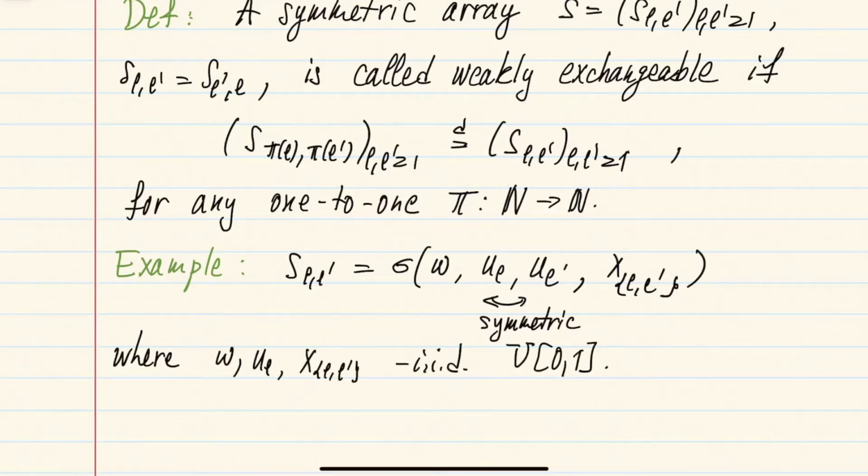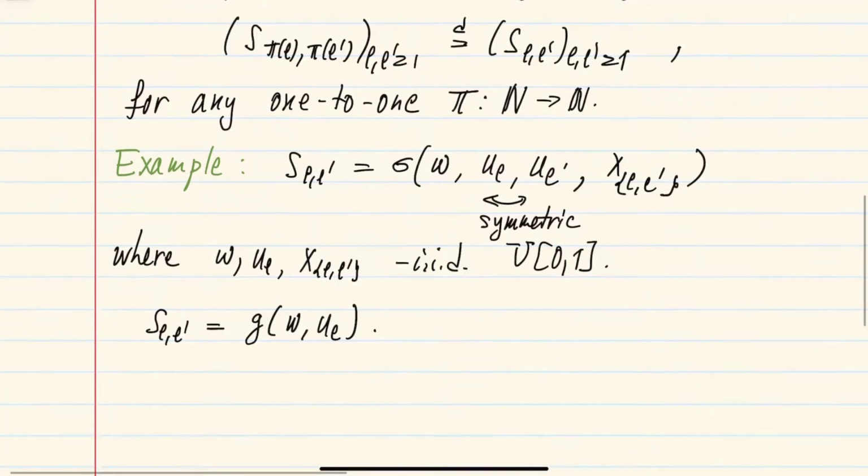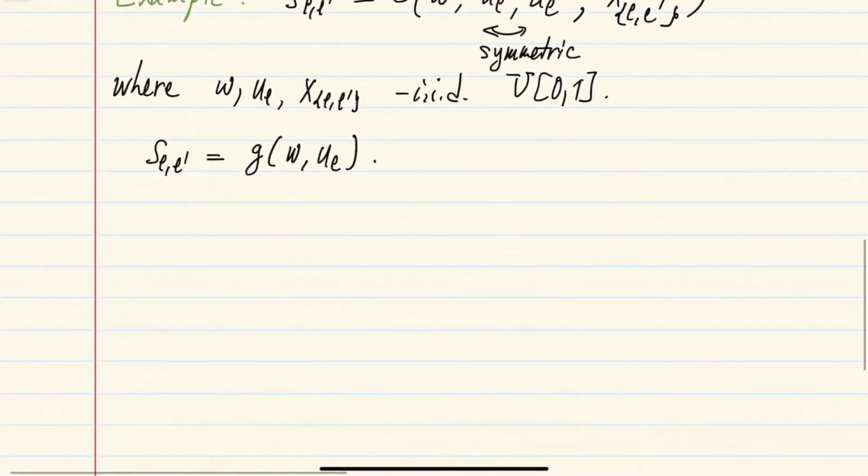Now, for diagonal elements when l is equal to l prime, here we can see that there is a dependence only on one index. So sometimes one takes another function, let's say g, that depends on omega and u_l. So here you don't really need another source of randomness x, because u_l and x_ll depend on the same index anyway. Okay, and then again, the Aldous-Hoover representation in this case states that all weakly exchangeable arrays are of this form in distribution.